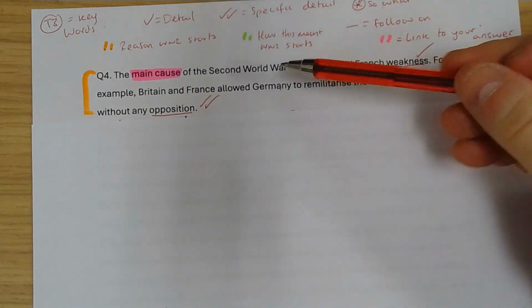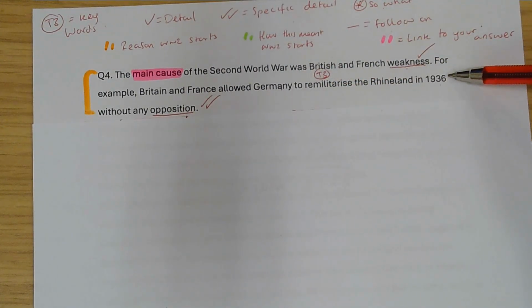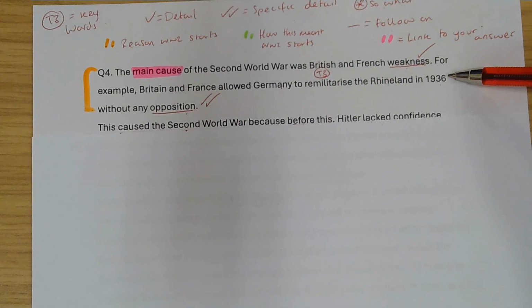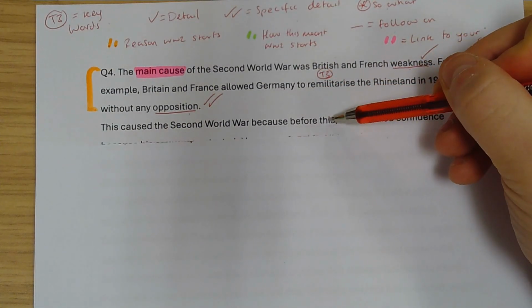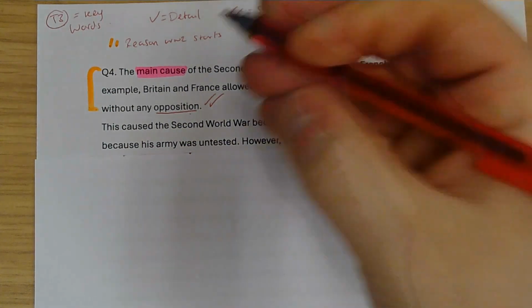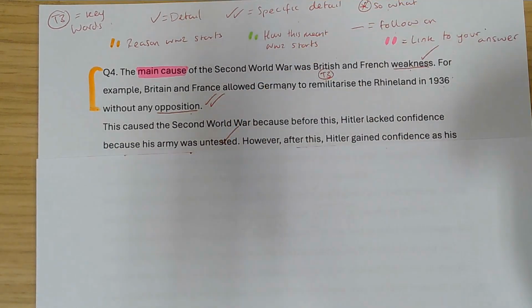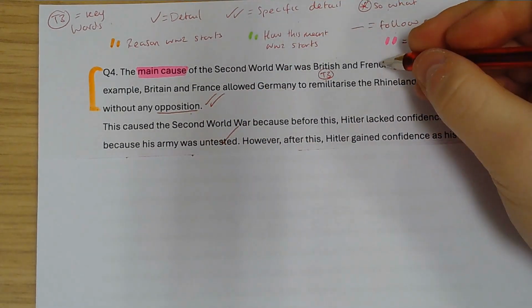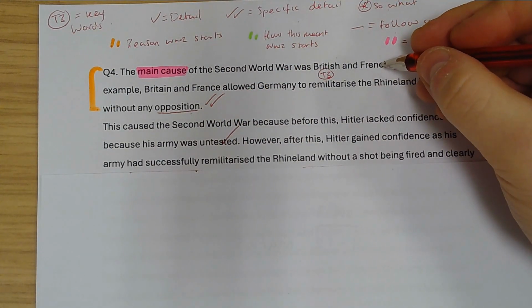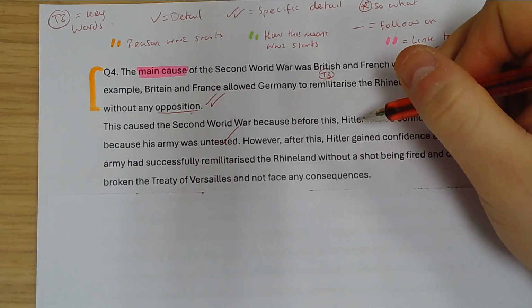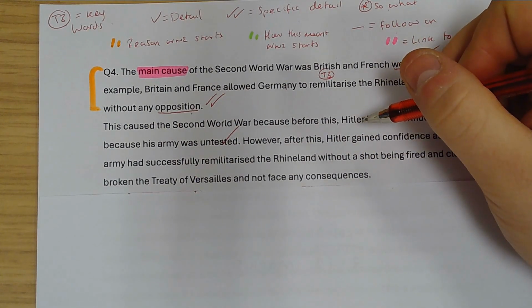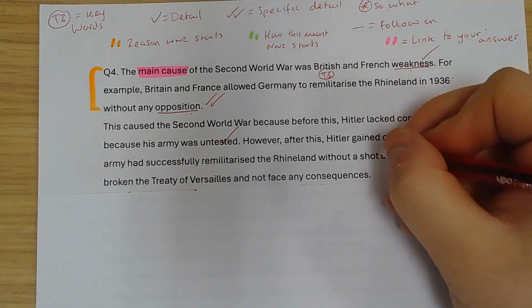How does that lead to World War starting in another 3 years? Well, this caused the Second World War because before this, Hitler lacked confidence because his army was untested. That is correct. However, after this, Hitler gained confidence as his army had successfully remilitarised the Rhineland without a shot being fired and clearly broken the Treaty of Versailles and not faced any consequences.